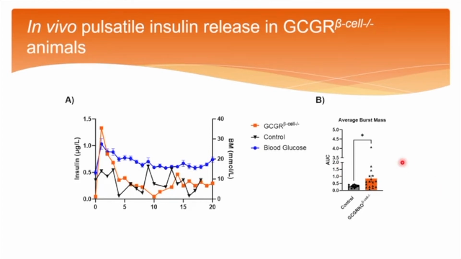following glucose administration, and some suggestion here that in the glucagon receptor knockout islets we have this big burst of insulin release very early on, and then sort of a loss of those pulses, which are retained in the littermate controls.